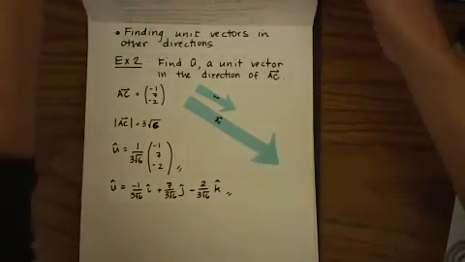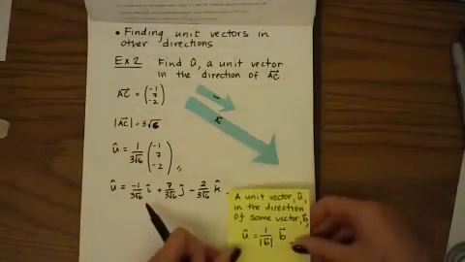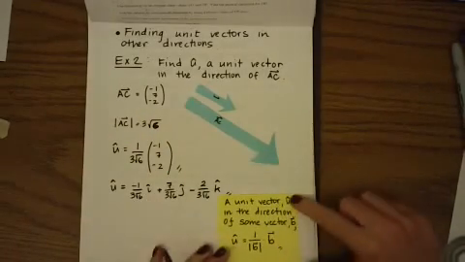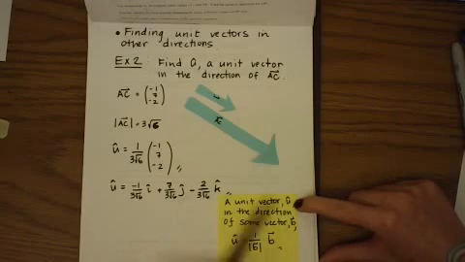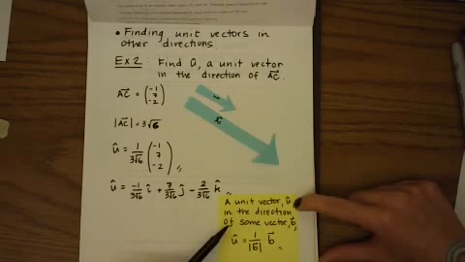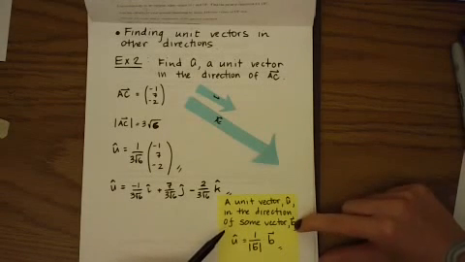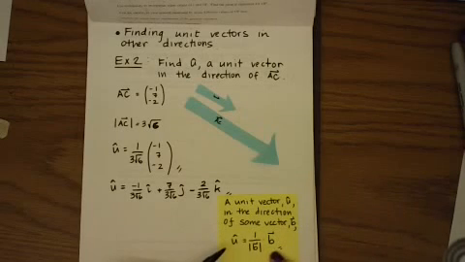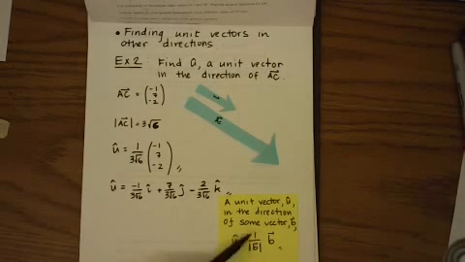In general, a unit vector, which is usually a u with a little hat, in the direction of some other vector, say vector b, is given by this vector equation. The unit vector is equal to 1 over the magnitude of b times vector b.